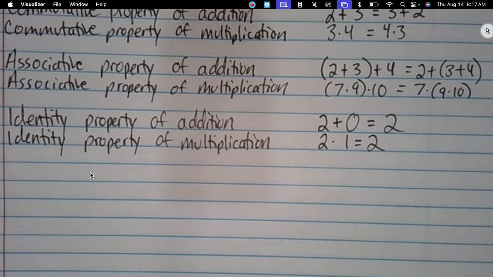Okay? And I think, let me look at what the paper looks like. Because some of these I don't think I have on here. I do not have it on there. Let me look in here. Here they are. Associative, commutative, identity property, associative property, commutative property.